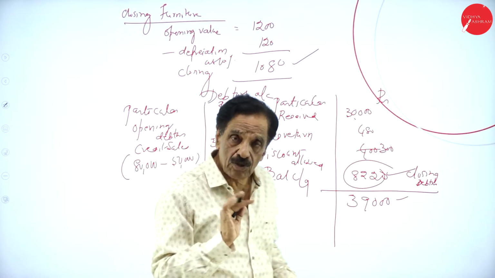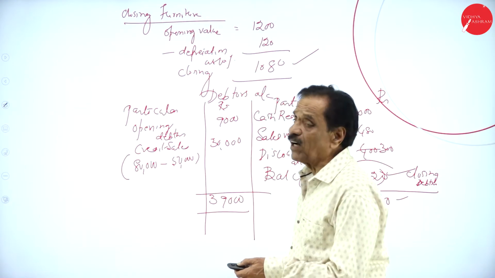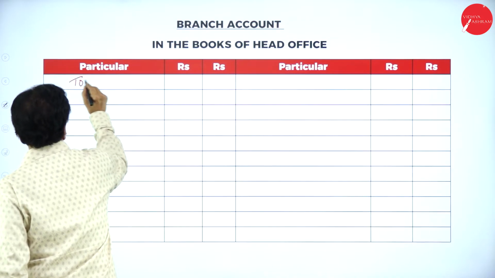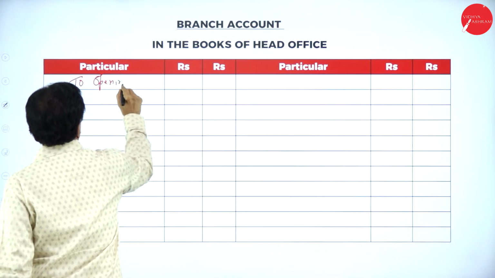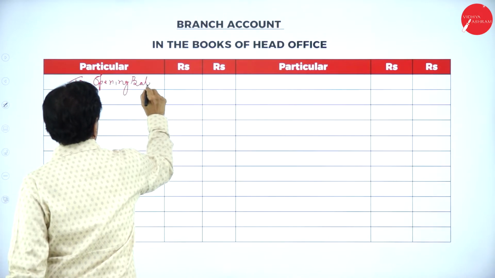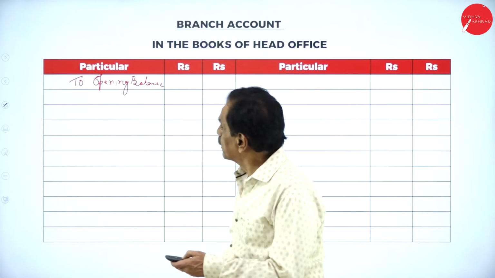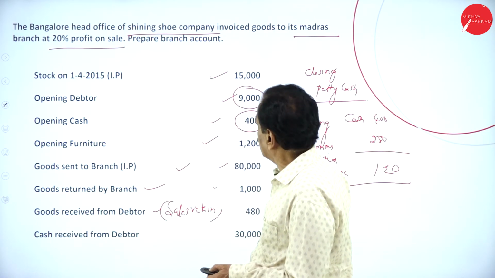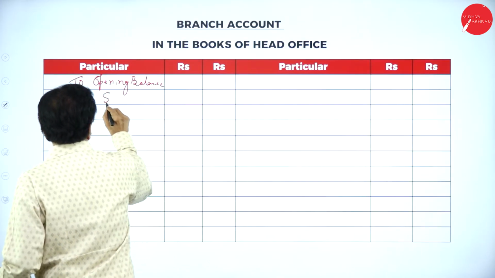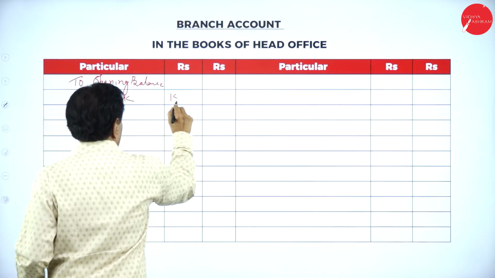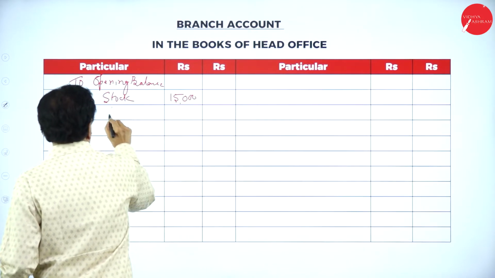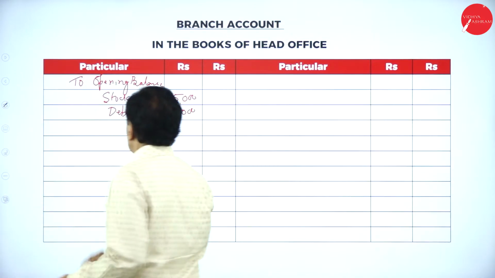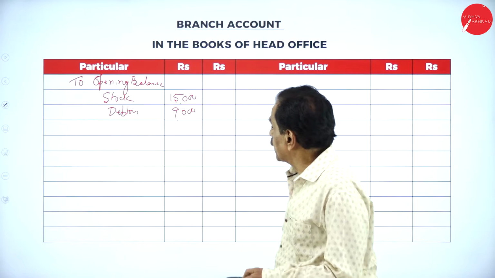Now, you calculate the stock reserve. Everything is calculated. We'll put it into format now. Here. To opening balance. Come here. First one. What's your opening stock? 15,000. Opening debtor 9,000. Stock 15,000. Debtors 9,000. Your opening stock is 15,000, opening debtor 9,000.